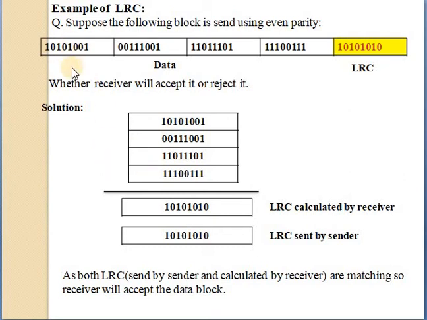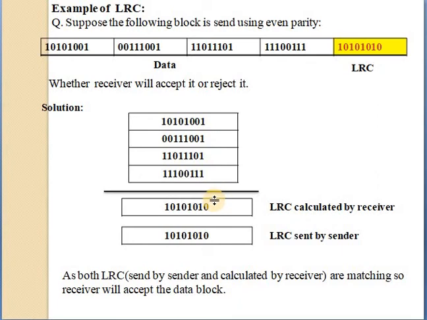First of all we add 1 0 1 0 1 0 0 1 in the first row. After that, in the second row, the second data unit is added, that is 0 0 1 1 1 0 0 1. After that the third data unit is added in the third row, that is 1 1 0 1 1 1 0 1, and the fourth data unit, that is 1 1 1 0 0 1 1 1, is added at the fourth place, and this is the LRC which is calculated by the receiver. This is 1 1 1 1.